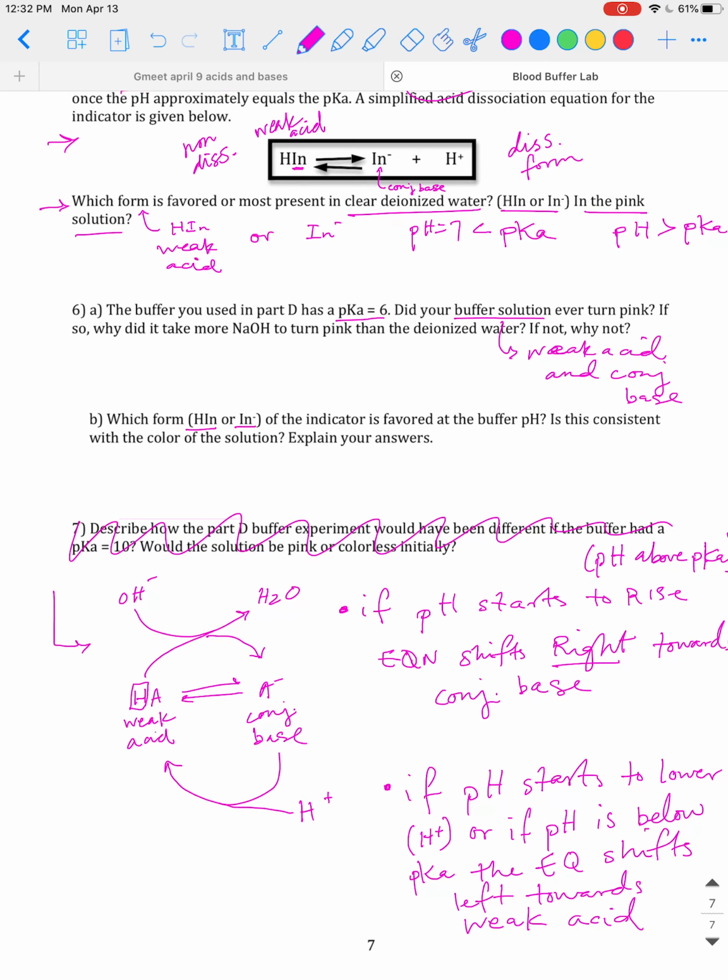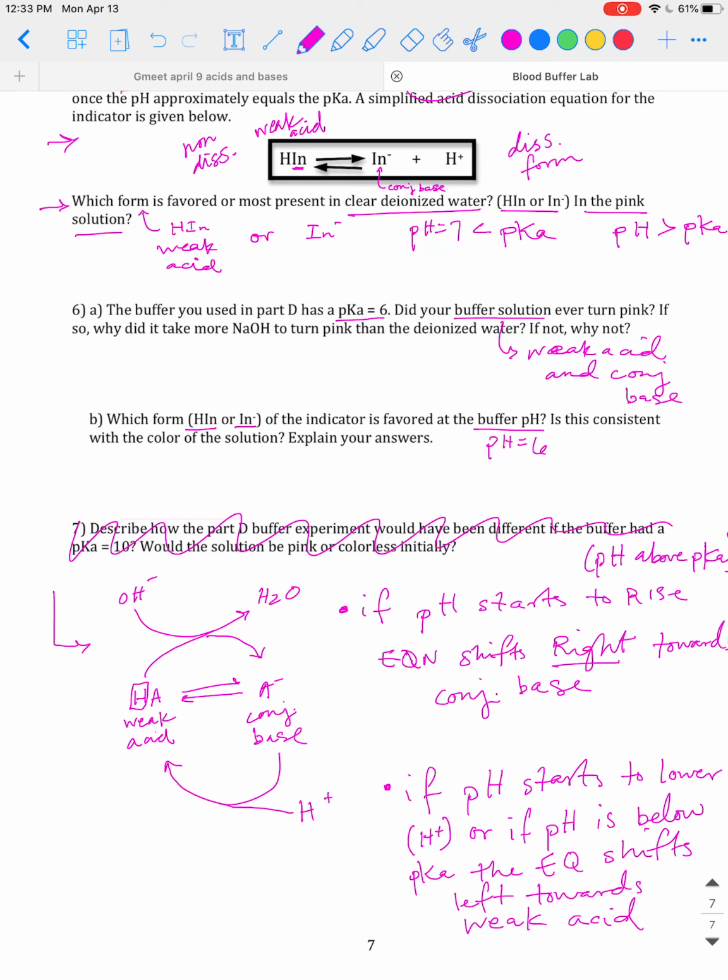And then B, which form, the weak acid or the conjugate base of the indicator, is favored at the buffer pH? Well, what is the buffer pH? It tells us in the previous problem. Remember, buffers tend to keep their pH around their pKa. So when it says buffer pH, it's also 6. It keeps it around the buffer pKa, which is 6. So here pH is 6. Is this consistent with the color of the solution? Explain your answers. These last questions, 6A and B, are challenging.